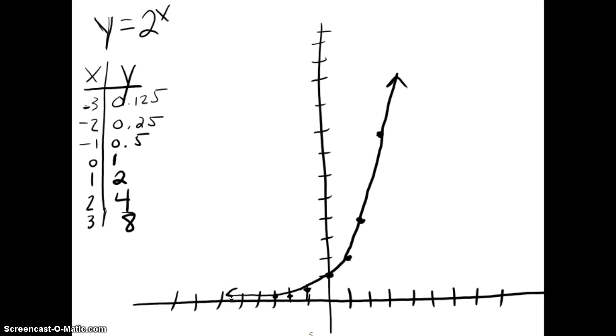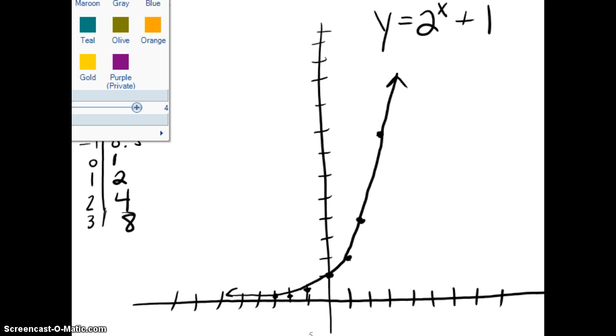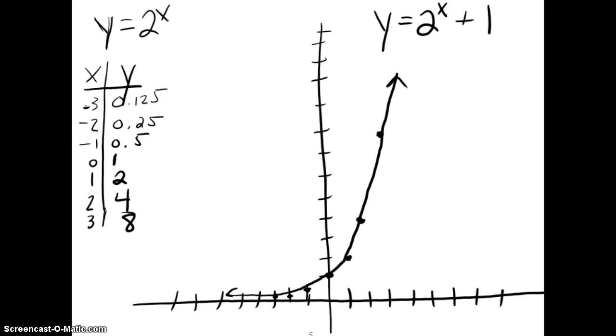Now, what happens if I want to write and graph this equation? What do we remember about transformations? We remember that on the outside is my 1. So my 1 has to affect my y. And since it's on the outside, I'm going to move which way? To the right or to the left or up or down? I hope you guys all remember it is going to be up.